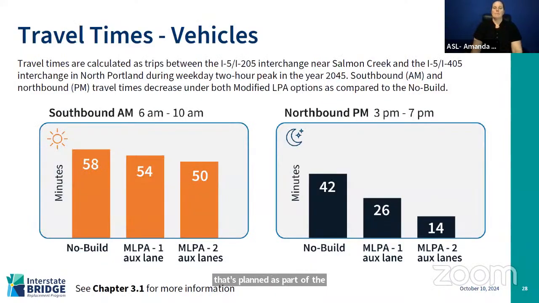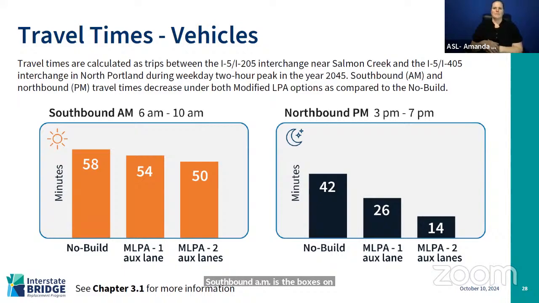Next, I'm going to cover travel times for vehicles. The trip we're summarizing is from the I-5, I-205 split near Salmon Creek in North Vancouver down to the I-5, I-405 interchange in North Portland. We are summarizing these numbers over 4-hour peak periods, but they're the 2-hour average, the peak of the peak, if you can imagine that. The critical time periods are shown here. The southbound AM is the boxes on the left in orange, and the northbound PM are the boxes on the right in dark blue.